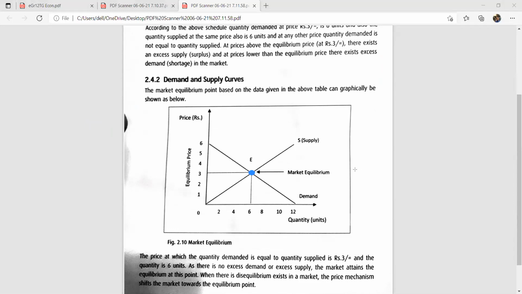This is called equilibrium. Then the equilibrium price over here, equilibrium quantity, this much. This is how we realize equilibrium price and quantity when we draw a demand and supply diagram. So it says the price at which quantity demanded is equal to quantity supplied is 3 rupees and the quantity is 6 units. As there is no excess demand or excess supply, we attain the equilibrium point.